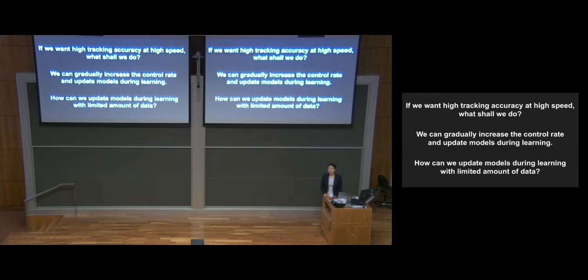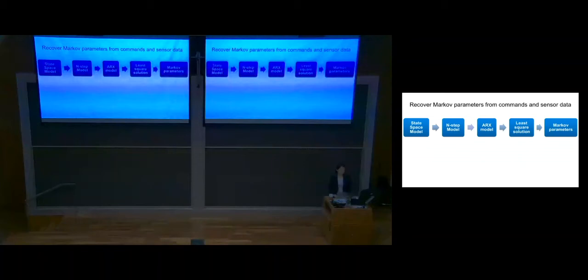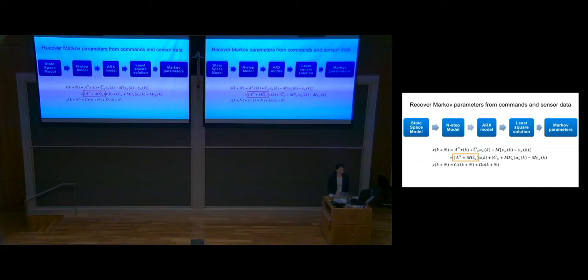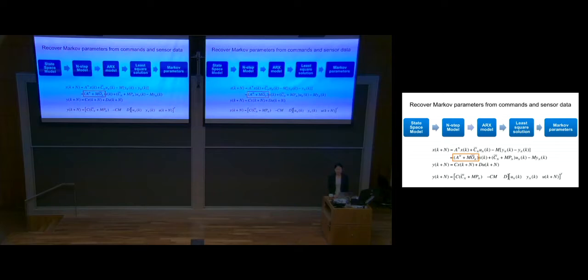The answer is that we could recover the Markov parameters instead of A, B, C, and D from commands and sensor data. If we have a state space model where we don't know what A, B, C, and D exactly are, we can write an n-step model. And if there exists an M that can cancel this term, we could write the ARX model, which is only in terms of commands and sensor data. Then we can use least square solutions to recover the parameters in the ARX model. Then we can use the relationship between these parameters to recover the Markov parameters of the original system.